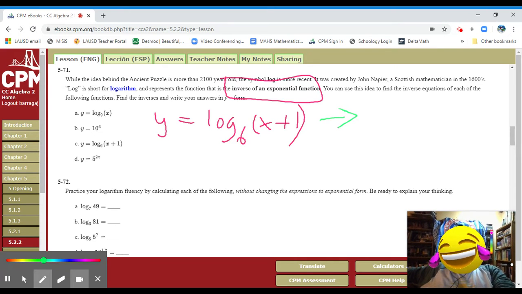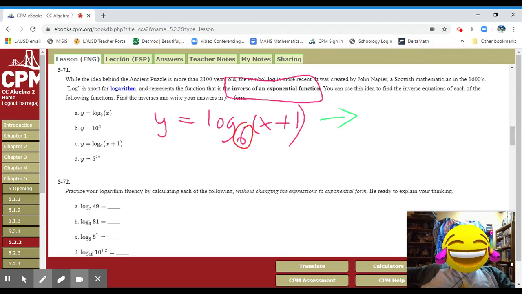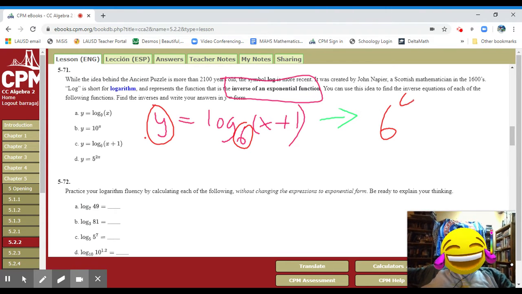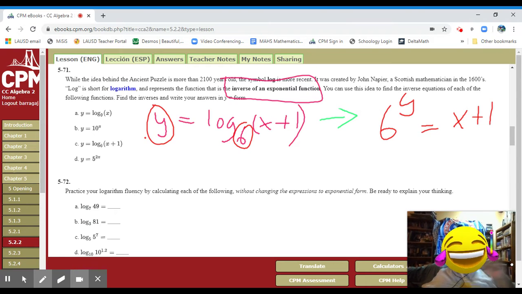Okay, so remember, if you don't remember the meaning of log, it is written as an exponent. Here's my base, right? Here's my base. So that means my base is going to be 6. And the solution to a log is your exponent. So this would be 6 to the y, and then it should be equal to x plus 1. That would be your solution now.